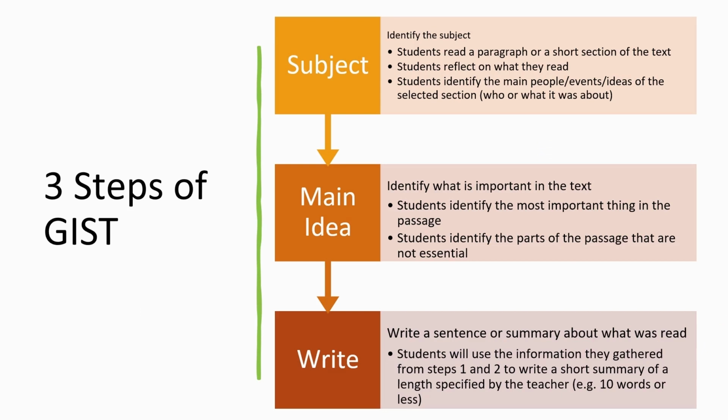The first step is identifying the subject. The next step would be to develop a main idea about what you have read about the text, and the last step would be to write a summary of what you have read.